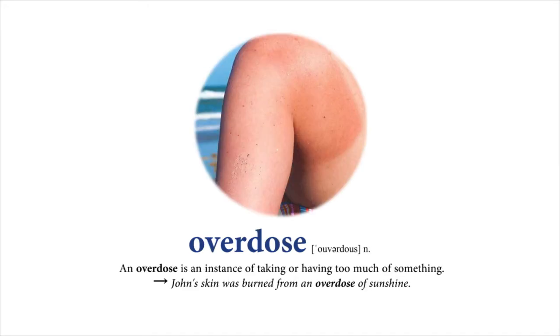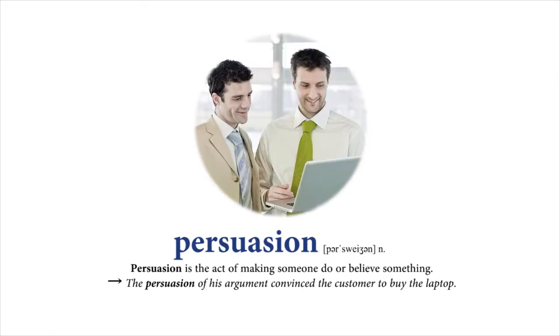Overdose. An overdose is an instance of taking or having too much of something. John's skin was burned from an overdose of sunshine. Persuasion. Persuasion is the act of making someone do or believe something. The persuasion of his argument convinced the customer to buy the laptop.